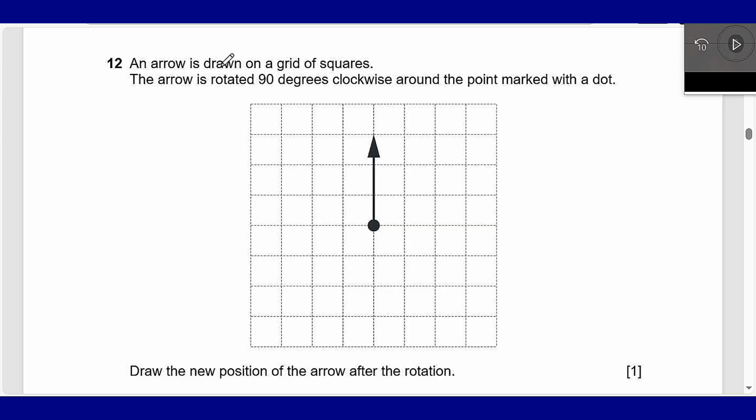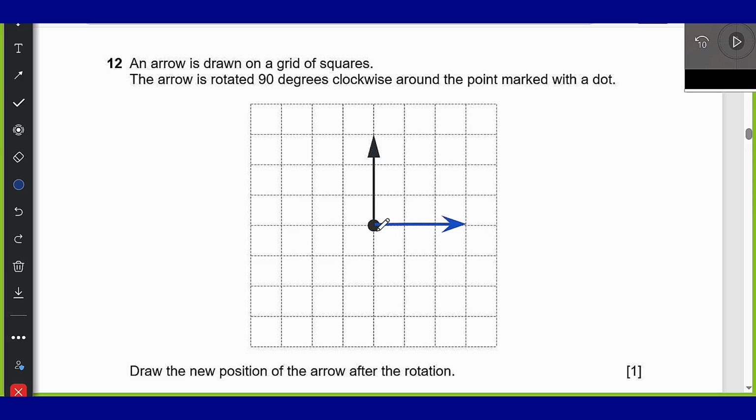Number 12. An arrow is drawn on a grid of squares. The arrow is rotated 90 degrees clockwise around the point marked with a dot. Draw the new position of the arrow after rotation. Okay, let's check out the answer. So this is the answer, guys. 90 degrees clockwise is here. So we rotate this arrow clockwise, and from here going here is 90 degrees. Okay, I hope it's clear.